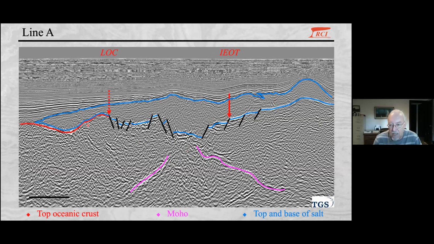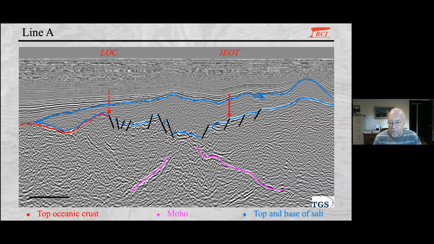So here is that inner edge of the outer trough, which you'll see on a map in a few moments. And then here's that limit of oceanic crust. And that's, on any given line, tough, but you tie it around in 3D and you get your best interpretation. Whether there's actually mantle exhumed right here beneath the salt or not, can't tell.